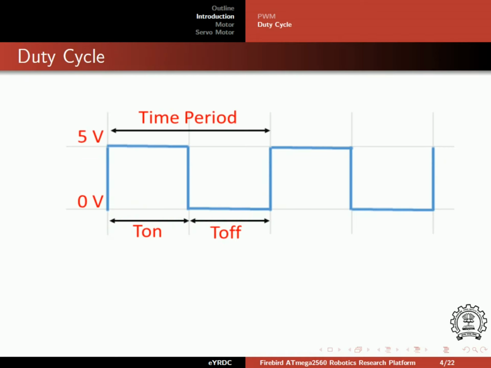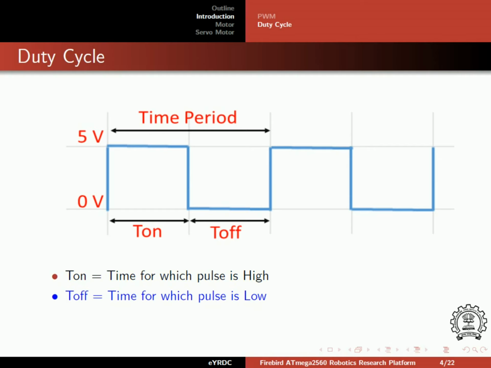Here we can see a signal in the form of pulse which is on and off for certain time. T-on is the time for which pulse is high. T-off is the time for which pulse is low. Total time period T of pulse is addition of T-on and T-off. Duty cycle is defined as ratio of T-on by T.